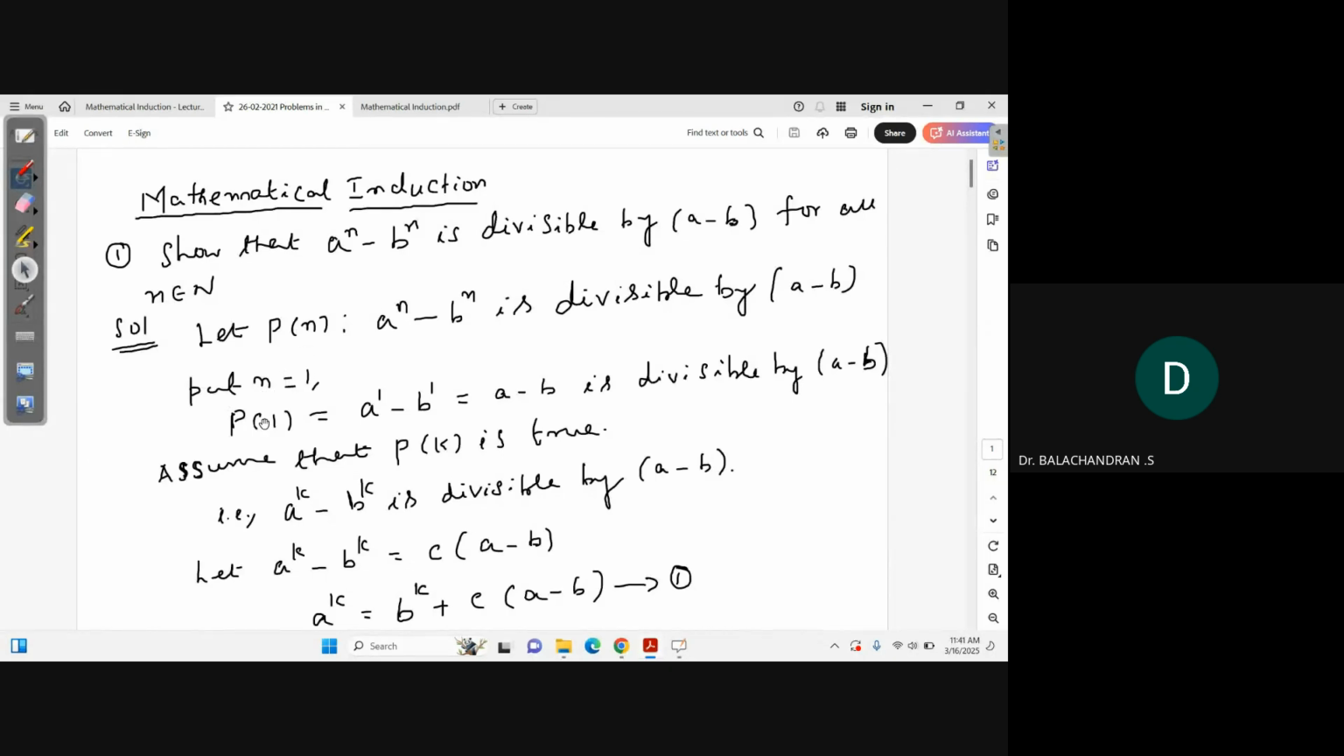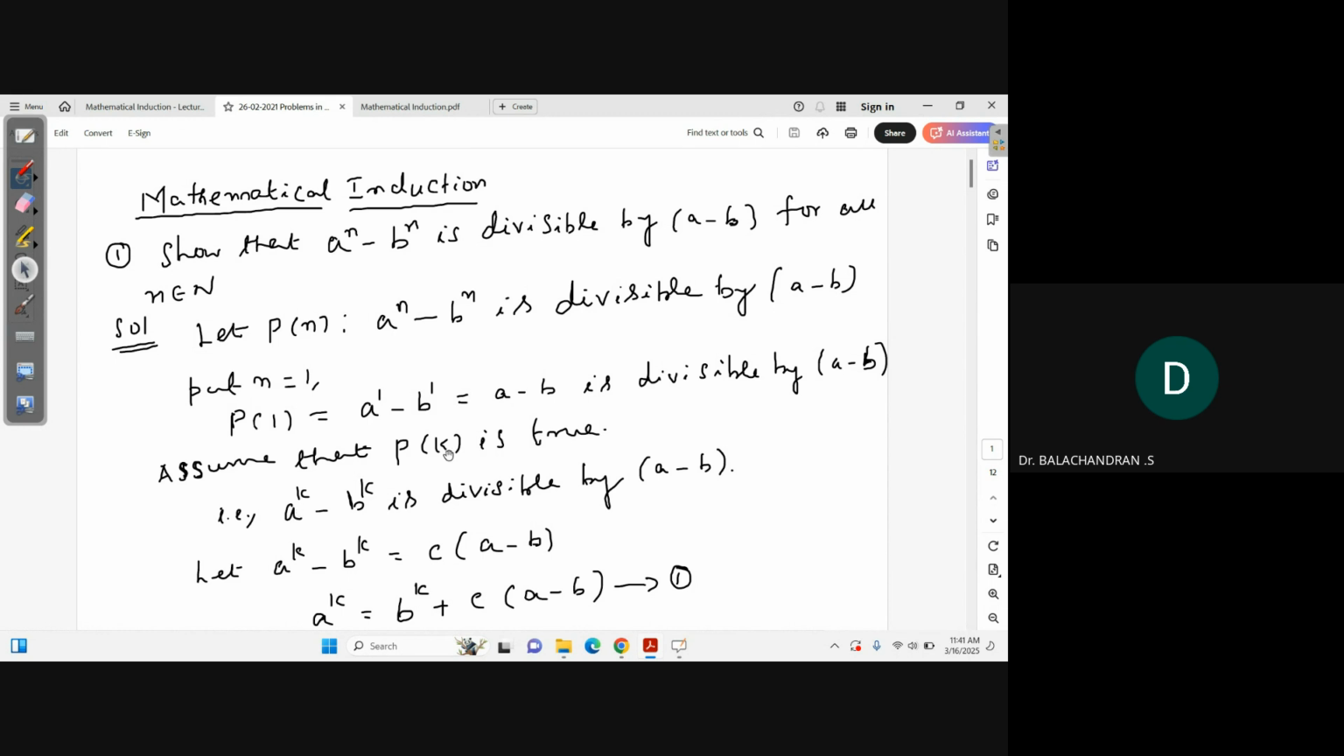So n equal to 1 means p of 1 is a power 1 minus b power 1, that is equal to a minus b. So we know that a minus b is divisible by a minus b. Hence the statement is true for n equal to 1. Assume the statement is true for n equal to k, that is p of k is true.